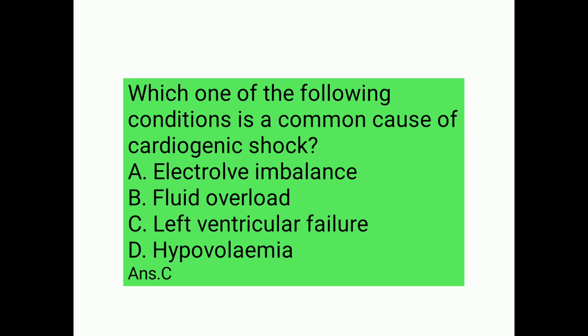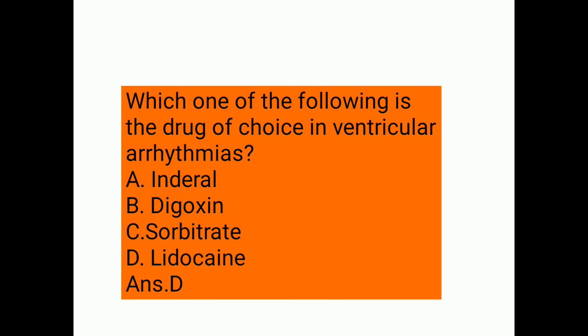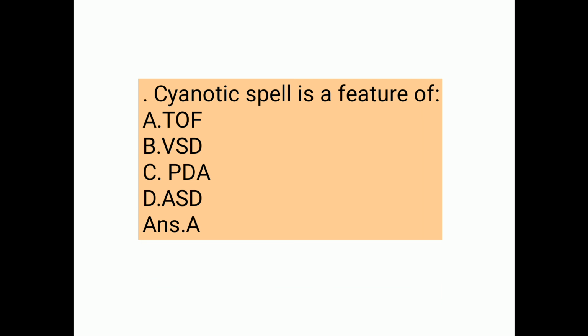Next question. Which one of the following conditions is a common cause of cardiogenic shock? Options are: electrolyte imbalance, fluid overload, left ventricular failure, hypovolemia. Answer is option C, left ventricular failure. Next question. Which one of the following is the drug of choice in ventricular arrhythmia? Options are: Inderal, digoxin, sorbitrate, lidocaine. The correct answer is lidocaine, option D.